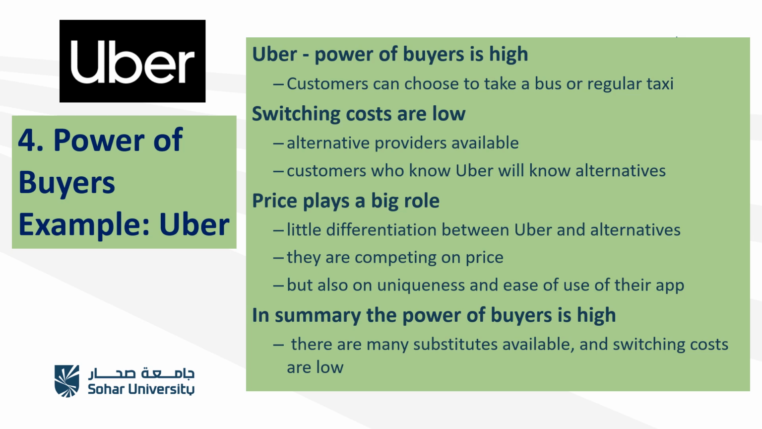So it's easy for the customer to change to the company that they prefer. Price plays a big role. There is just a little differentiation between Uber and all the alternatives. So they are competing on price, but also on the uniqueness and ease of use of their application. So in summary, the power of buyers is high if we relate it to Uber as a case study, because there are many substitutes available and the switching costs are low.